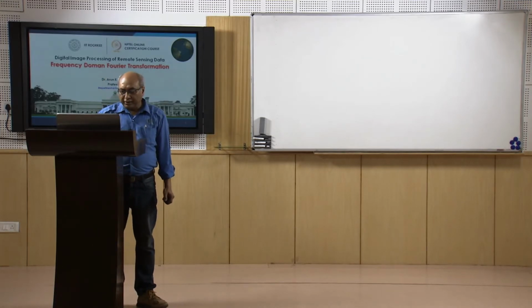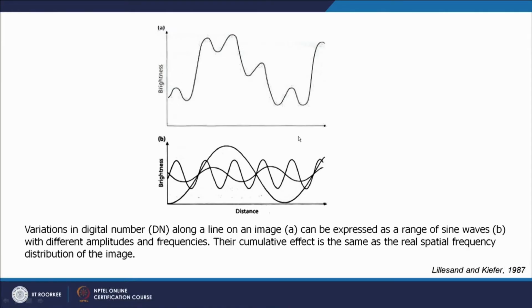The same example is given here: this is the combined sum of all these waves shown here. The variations in digital numbers along a line on this image A can be expressed as a range of sine waves, shown in the lower figure, of different amplitudes and frequencies. When you sum the different amplitudes and frequencies, you get this. So the cumulative effect is the same as the real spatial frequency distribution of the image.